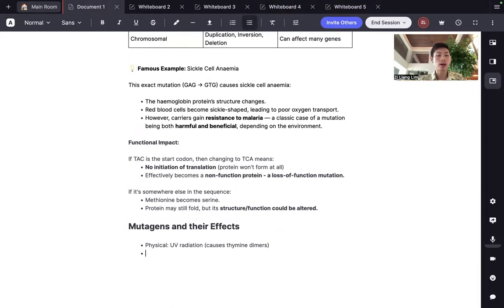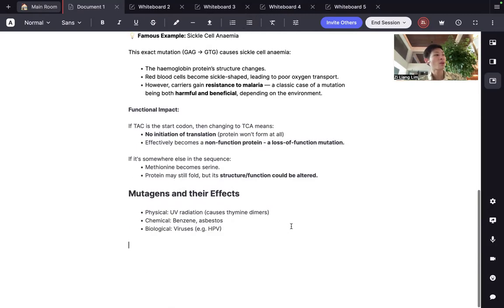Okay. Then you have the chemical mutagens, benzenes. So benzenes, any sweet smelling aromas, and asbestos. Be aware of perfume also being a potential mutagen, asbestos, and then also the biological mutagens. So you have viruses. You also cover this in another chapter on microbiology. But here you have the HPV virus, the human papilloma virus, which is one of the viruses that cause cancer.